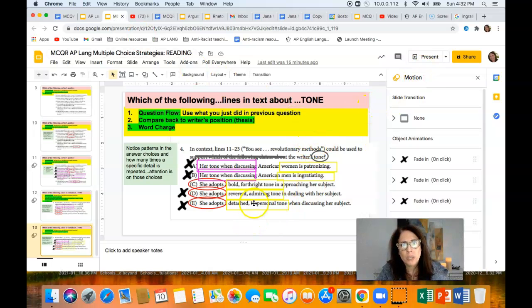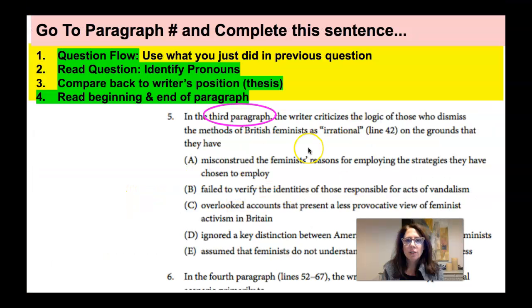And we then determined in the process of elimination that her tone is bold and forthright because we eliminated detached and impersonal. It's very rarely going to be that. And we also eliminated admiring. So here's where we are. In the third paragraph, we actually do want to go back to that third paragraph, and I'll talk about that in a minute. But before we do, we want to understand the questions so that we know what we're looking for in the third paragraph.